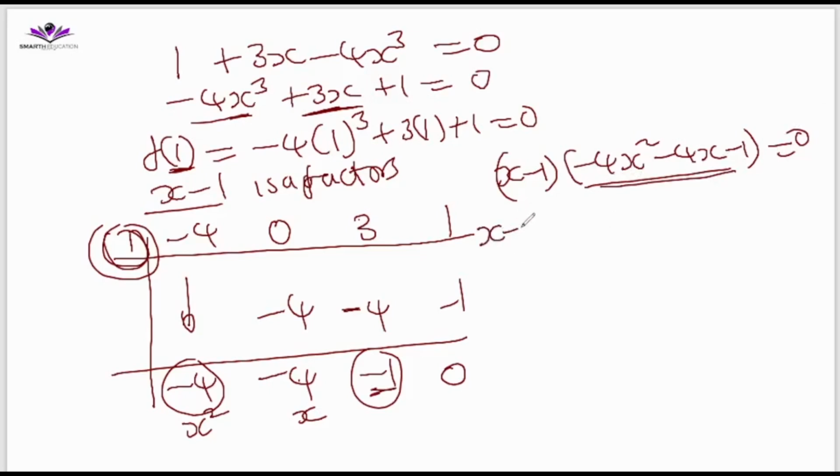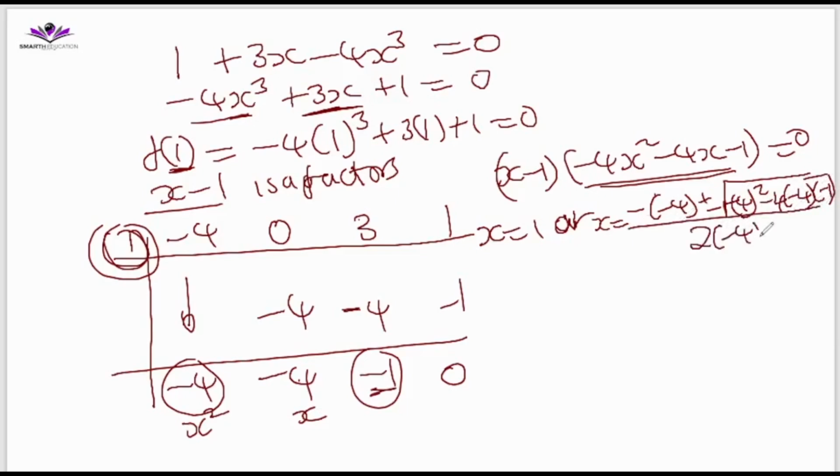So you can say x is equal to 1, or you can use our quadratic formula. x is equal to minus negative 4 plus or minus the square root of negative 4 squared minus 4 times negative 4 times negative 1, over 2 times negative 4. And then you get that x is equal to 1 over 2. So it's just x equal to 1 over 2, or x is equal to 1. So this is a method you can use to find the x-intercepts of a cubic function.